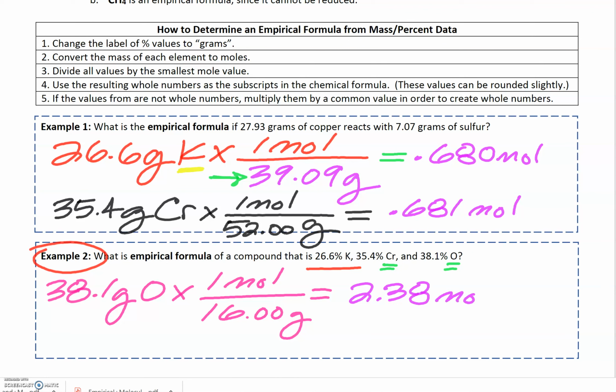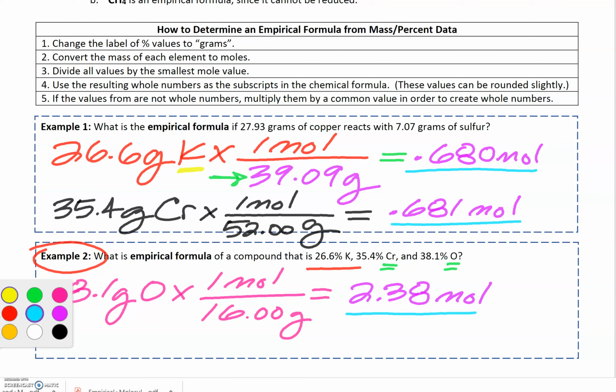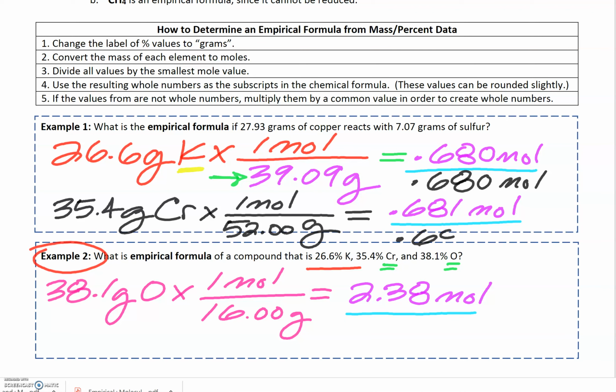Okay, now here's where people make the mistake. What we want to do now is we want to divide every single one of these by the smallest, all right? So when I'm looking at these, we've got 0.68, 0.681, and 2.38. So 0.68 is the smallest. And so we're going to divide each of them by the smallest. And so I'm picking 0.68 because it's the smallest one. So this is the step people mess up on. They forget to do this. And I'm going to show you why this is valuable here, because we're trying to get to whole numbers.